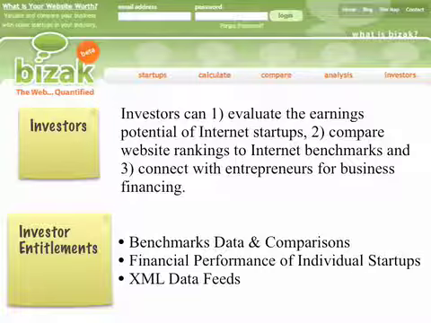Bizak is one of the only, if not the only, online application which enables investors to view the financial data for internet startups. Investors who subscribe to Bizak can view the specific financials and website analytics of every startup who elects to have his information shown to investors. On the other hand, startups can only view the average benchmarks for other startups listed on Bizak. They cannot view the specific data for their competitors.